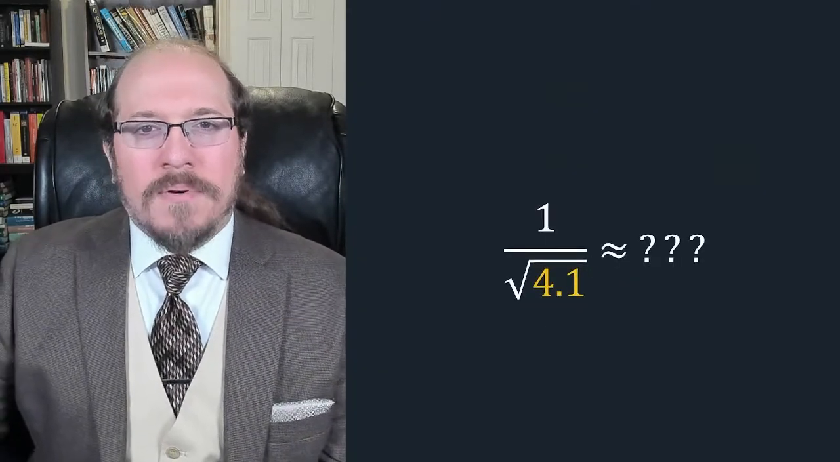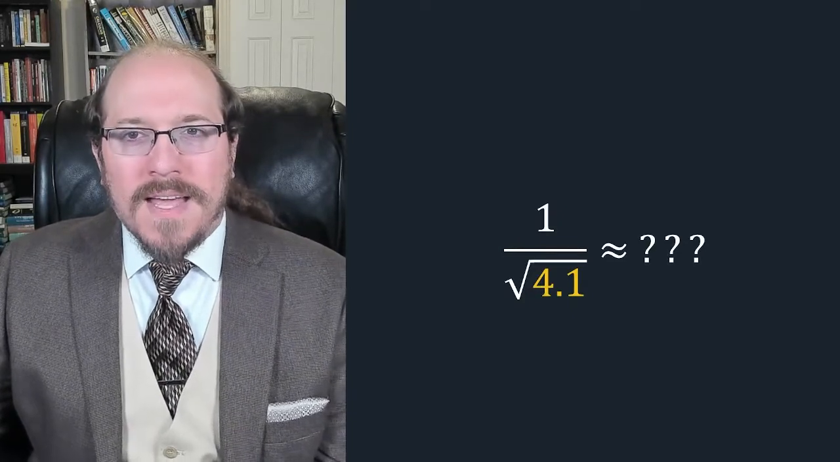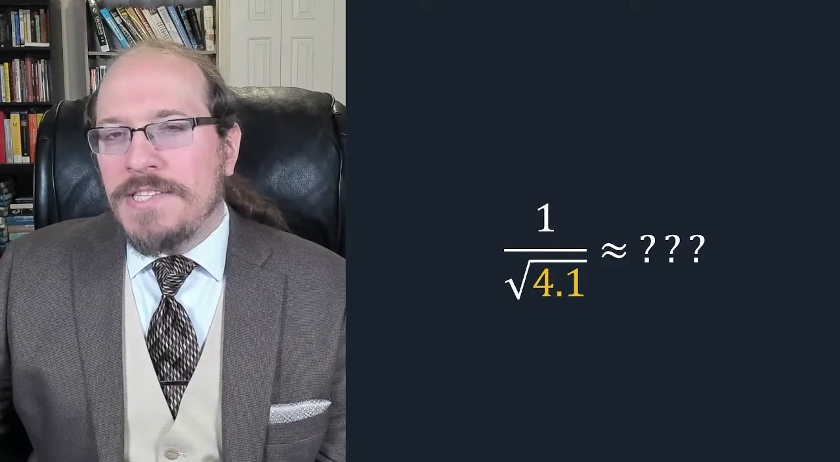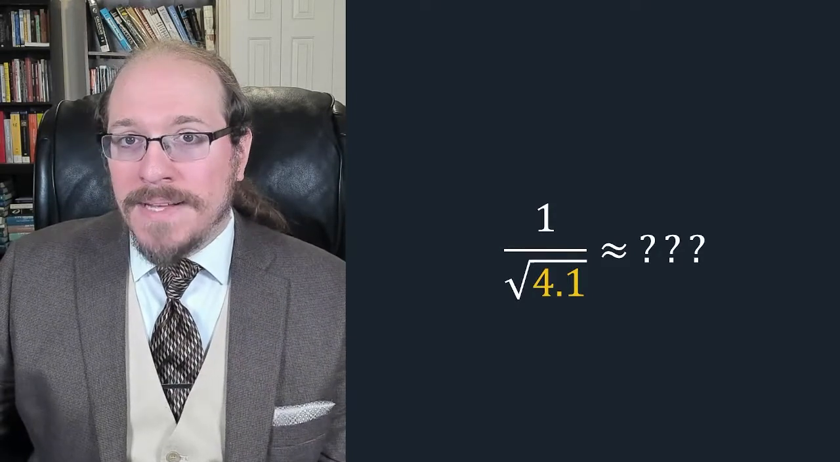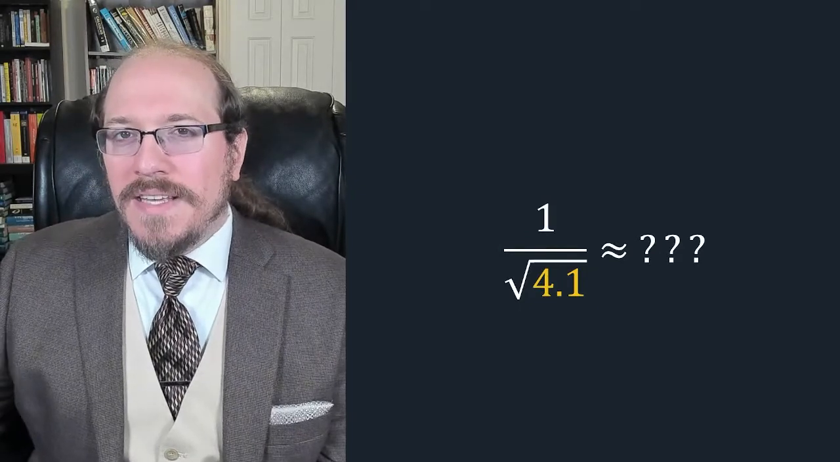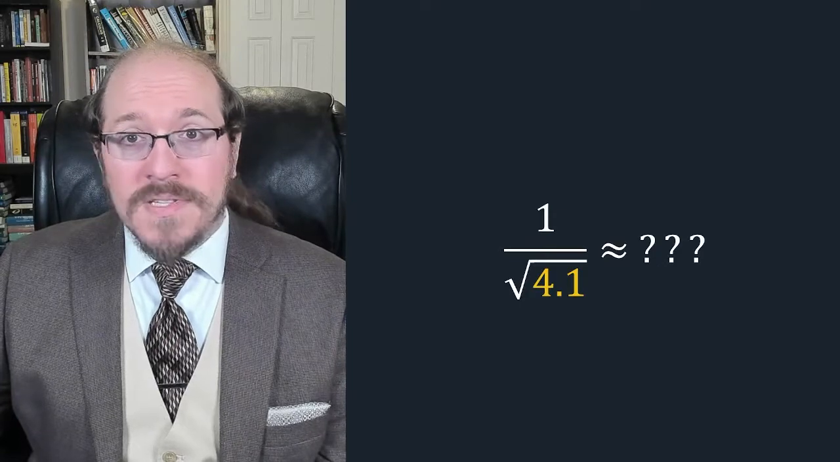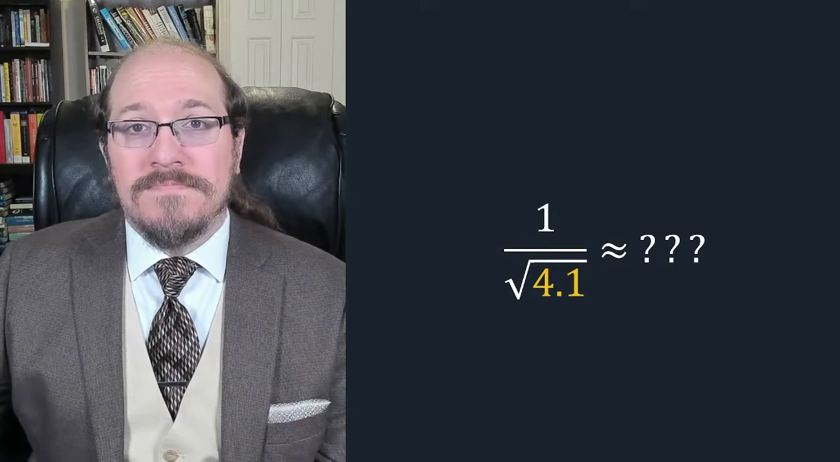Suppose we want to find an approximation of the inverse square root of, say, 4.1. If you think about this for a moment, I bet you can at least make a good guess using mental math. Try it. Here's a hint. You can easily find the inverse square root of 4. Take a moment, pause the video, and see what you conclude.